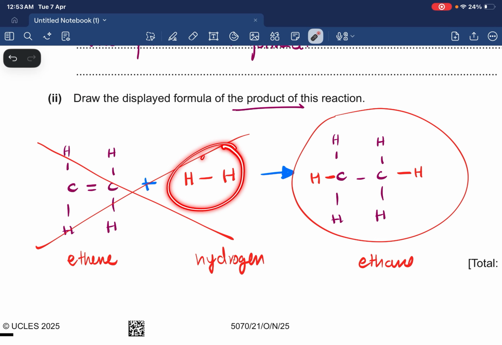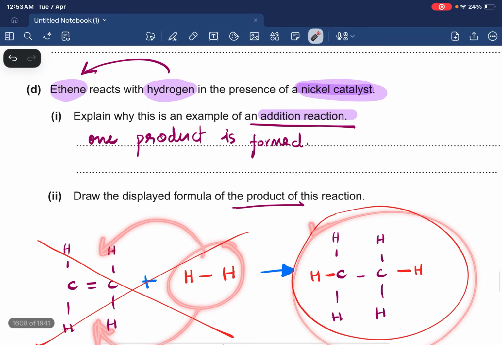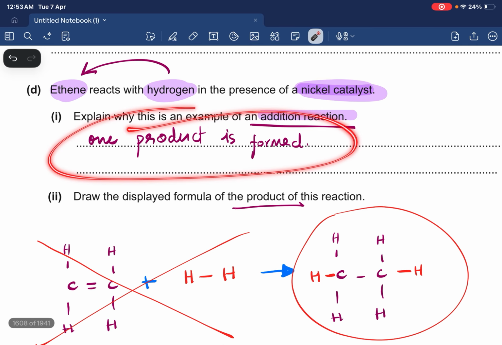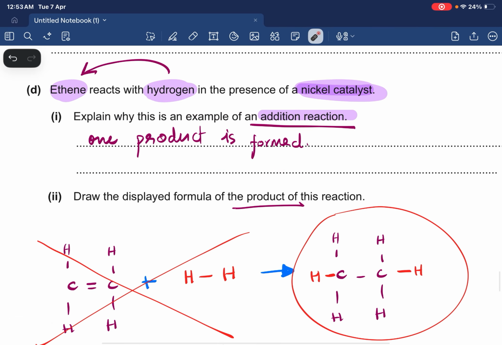This hydrogen is being added into this. And whenever something's added into something, you only form a single product. And when you form a single product, one product, that's called an addition reaction. Got it?